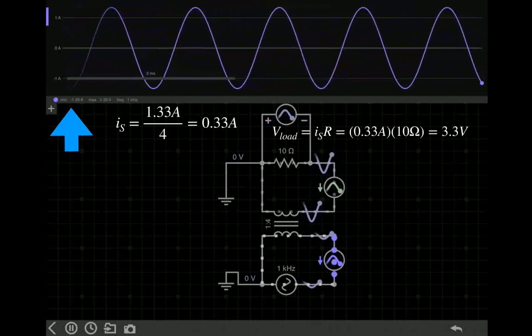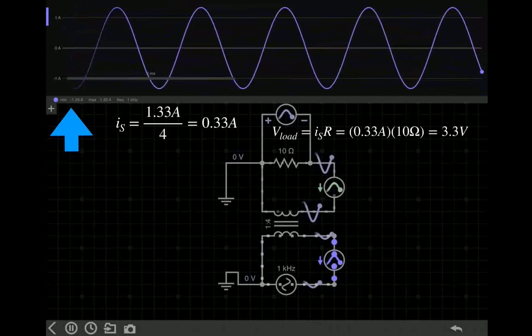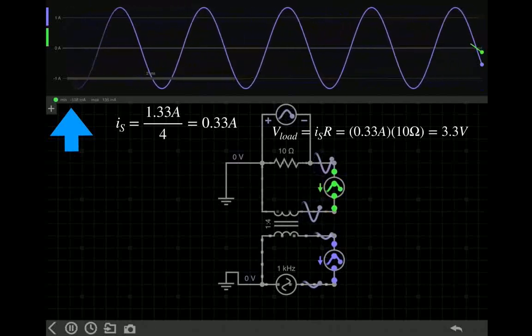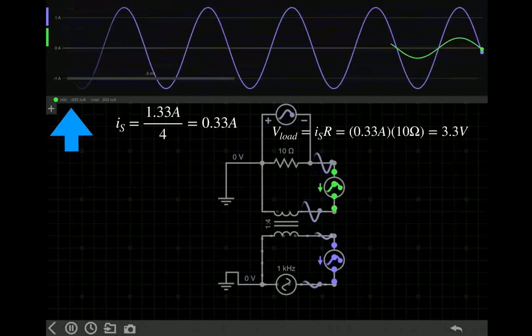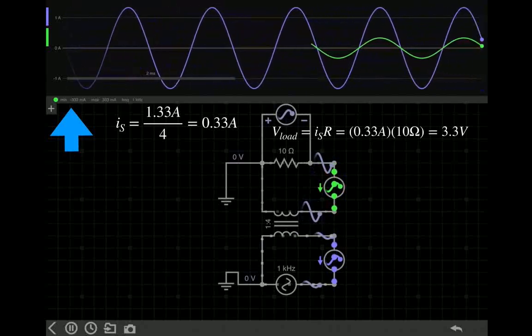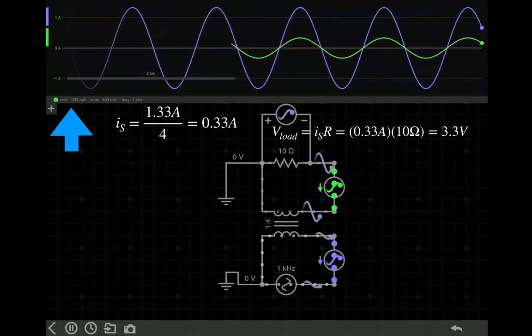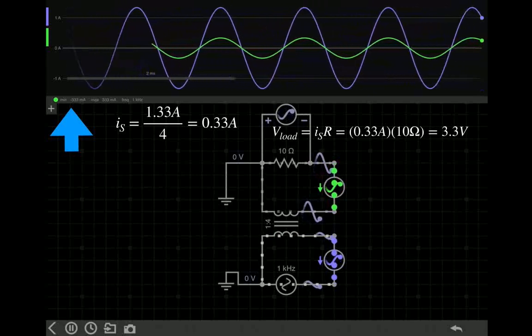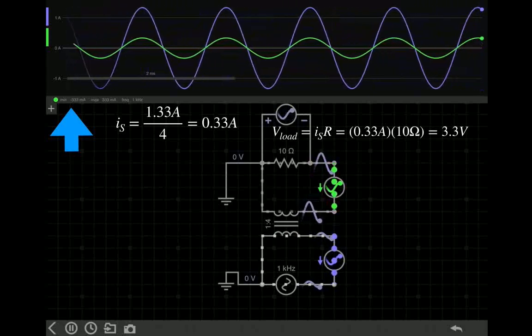Play the animation as many times as you need in order to understand this very important point. Also notice that we are calculating all these values in terms of their maxima. However, the same computations would have been exactly valid for RMS values.